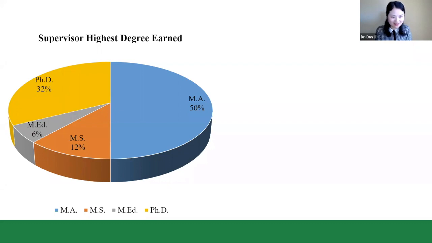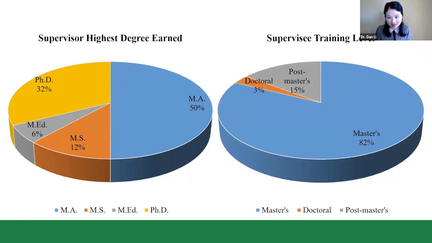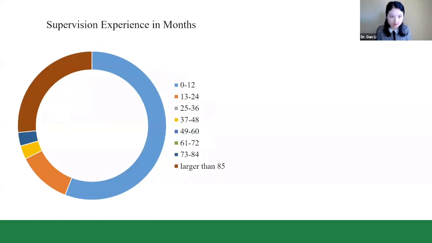Supervisors, about half of them are actually doctoral student supervisors, and 32% of them are faculty supervisors. Supervisees are predominantly master's level students, and there are a few post-master's practitioners, and I remember there's only one doctoral student supervisee. Supervision experience looks like they're mainly on the two ends of the spectrum. Most of them have less than or equal to 1 year of supervision experience, given most of them are doctoral student supervisors. And on the other end, the supervision experience is longer than 7 years.